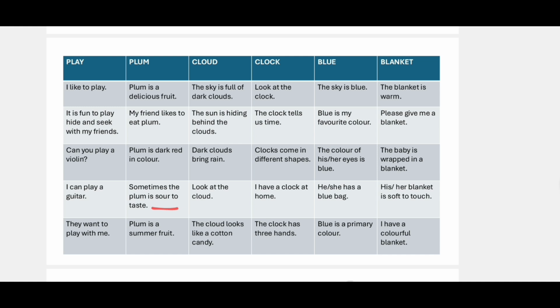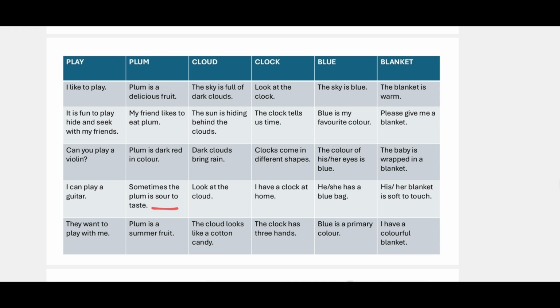Next word is cloud. The sky is full of dark clouds. The sun is hiding behind the clouds. Dark clouds bring rain. Look at the cloud. The cloud looks like a cotton candy. So, how does the cloud look? It looks like a cotton candy. Next, the clock. Look at the clock. The clock tells us time. Clocks come in different shapes. I have a clock at home. The clock has 3 hands.